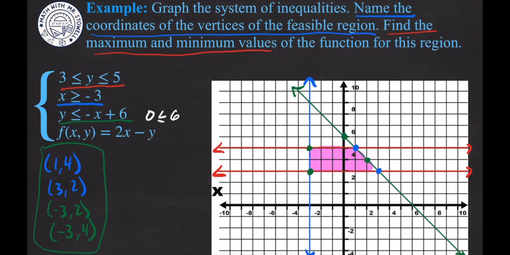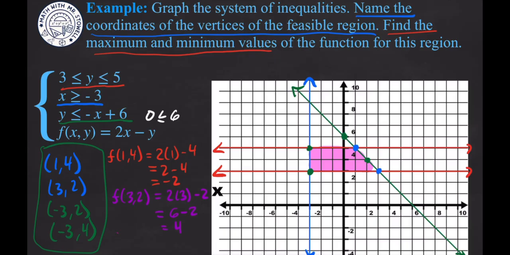So what we're going to do is f of 1 comma 4. This is going to be 2 times 1 minus 4, which is going to give us 2 minus 4, which equals negative 2. That is the 1 comma 4. In order to find f of 3 comma 2, this would be 2 times 3 minus 2, which gives us 6 minus 2, and that gives us 4.